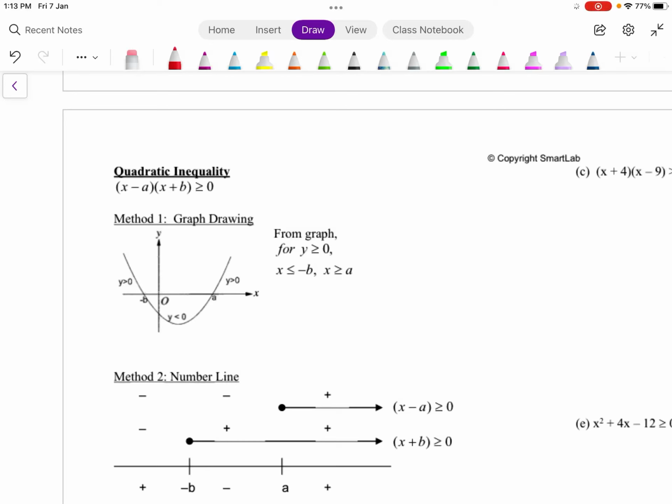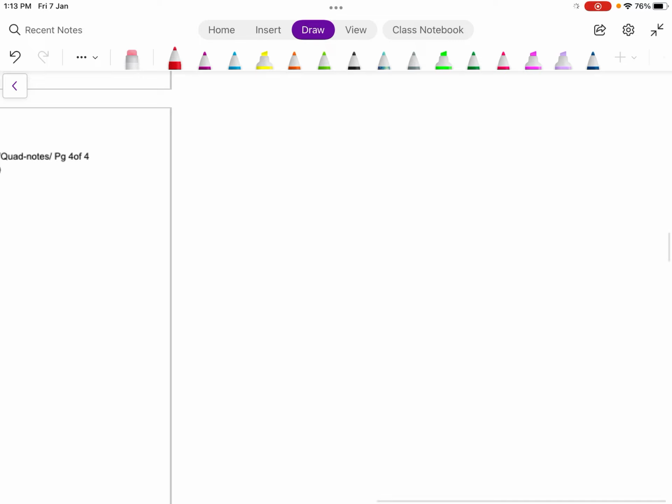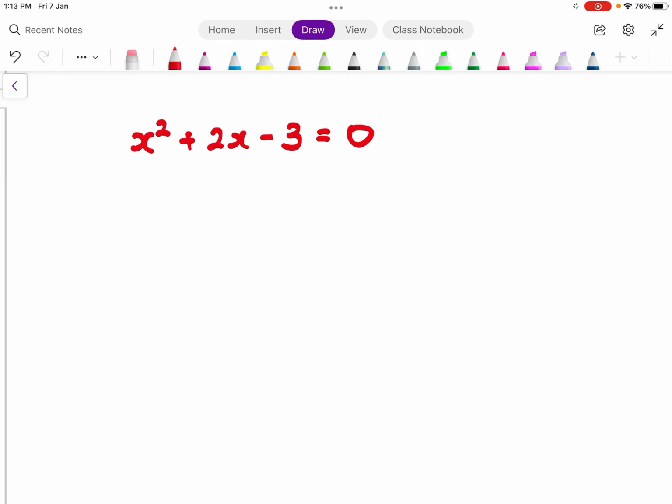Alright, so this video will be talking about how to solve a quadratic inequality. So in secondary 2, I understand that we all learn how to solve a quadratic equation, right? For example, x squared plus 2x minus 3 equal to 0. So how do I solve this quadratic equation?